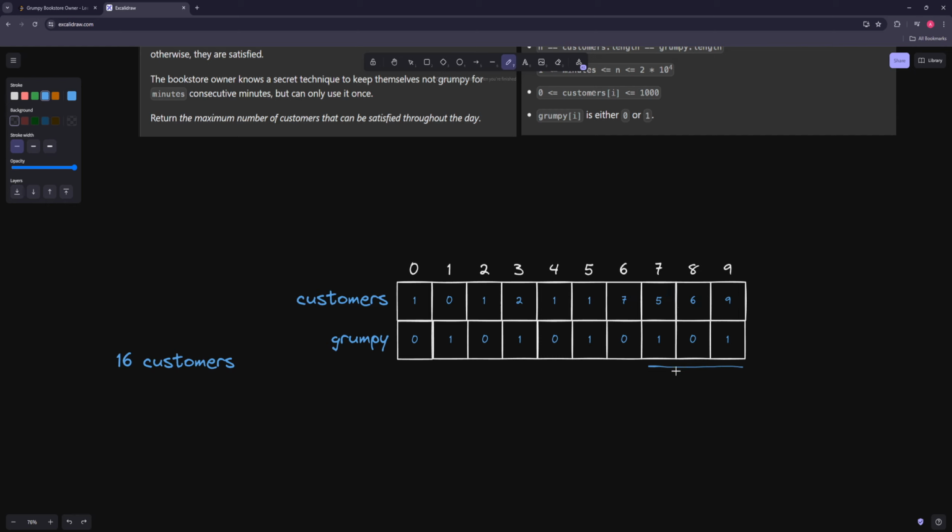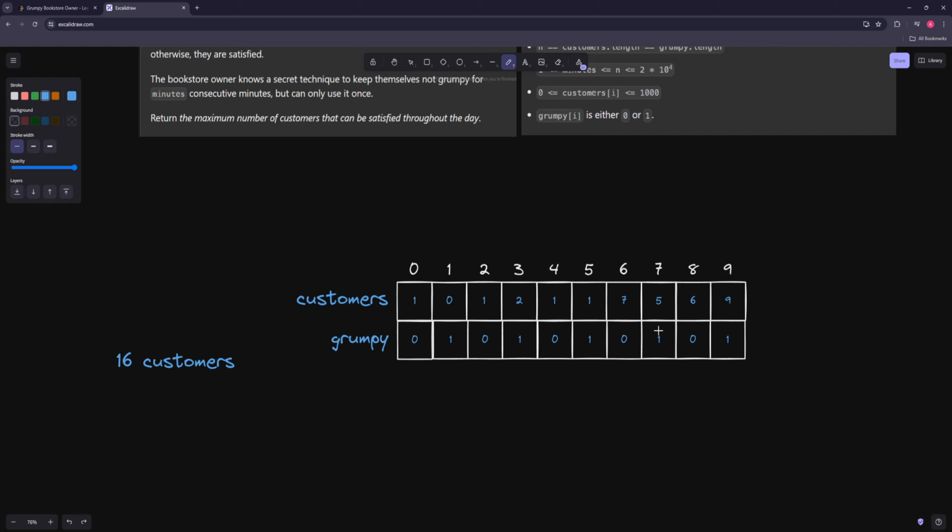So how do we do this efficiently? This is a pretty easy one. First of all, we can start getting a total overall. So get the total customers' happiness, and all we have to do there is go through the array and check if grumpy is 0. If grumpy is 0, add to the total. So we'll add this guy, this guy, this guy, this guy, and this guy.